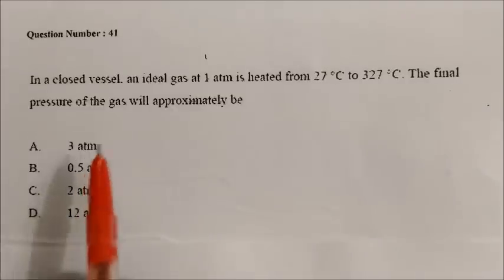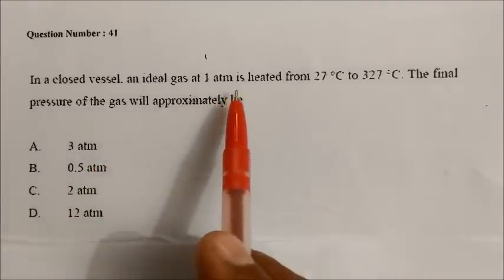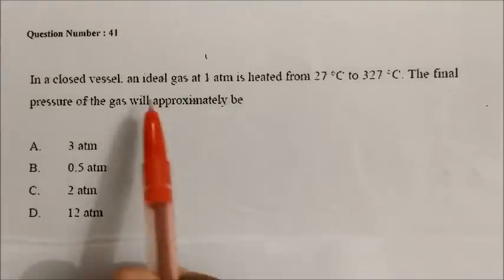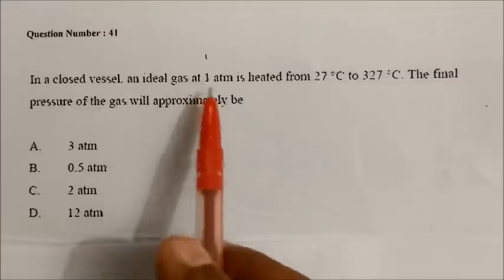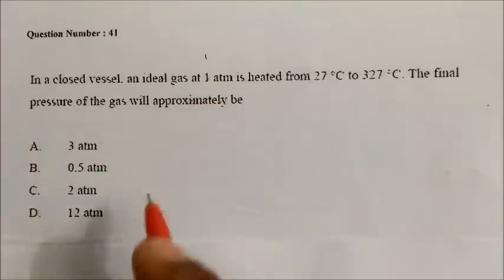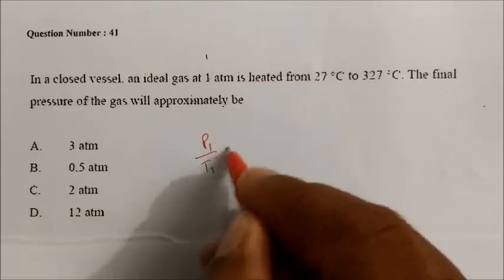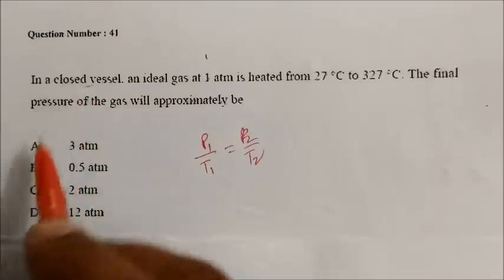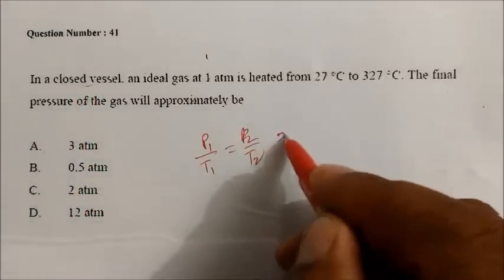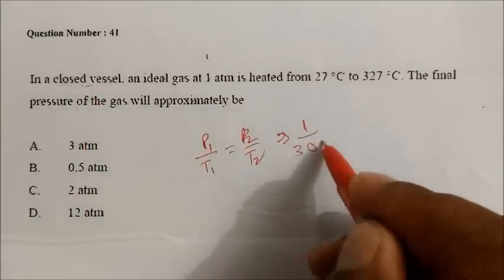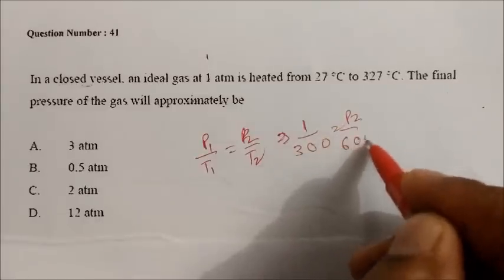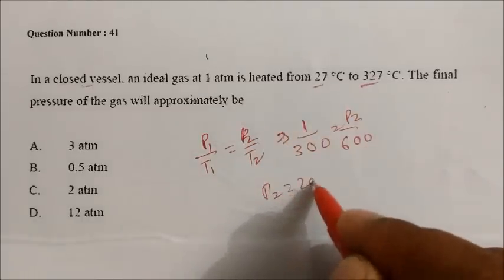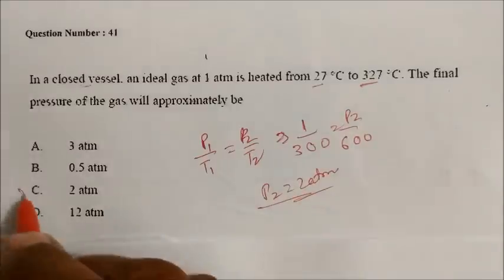In a closed vessel, an ideal gas at 1 atmospheric pressure is heated from this to this temperature. It means the moles of gas are constant, only pressure and temperature are varying. We have to find the final value. So we can write P1 by T1 equals P2 by T2 because volume is constant in a closed vessel, and moles are also constant. P1 is given as 1, temperature is 300, and the other temperature is 600 Kelvin. So P2 will be 2 atmospheric pressures. It's a very simple question asked in the KVPY.